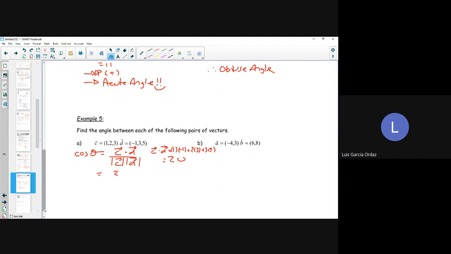So I get 20 over the magnitude of C, which is the square root of 14, times the magnitude of D, which is the square root of 35, which gives me theta is the cos inverse of 20 over root 14 times root 35, and I get an angle of approximately 25.38 degrees.